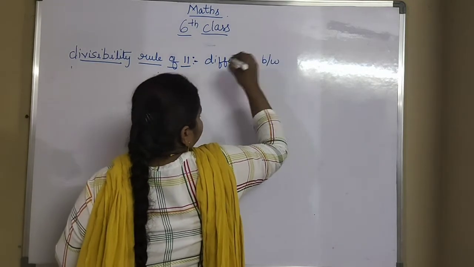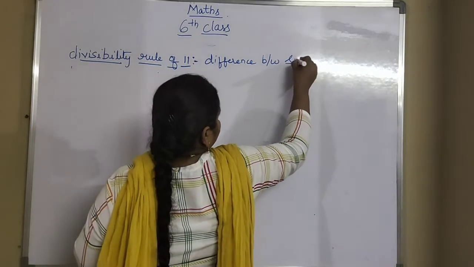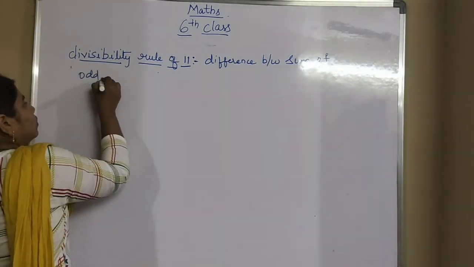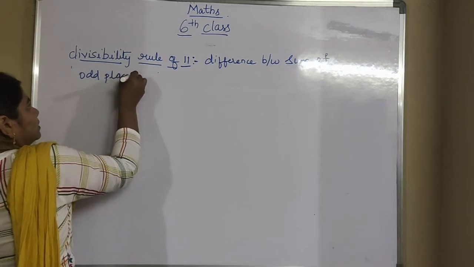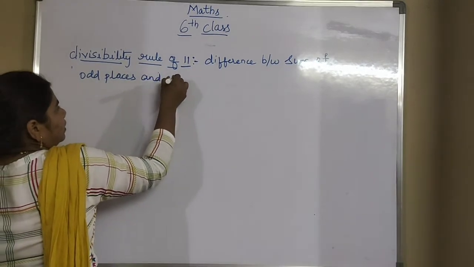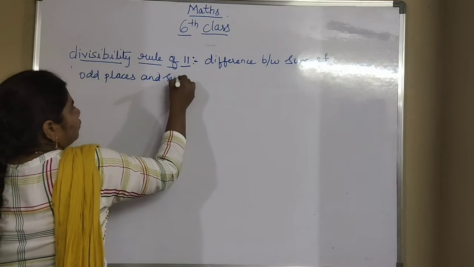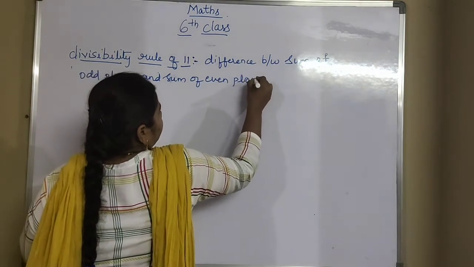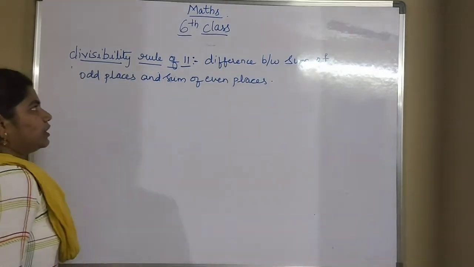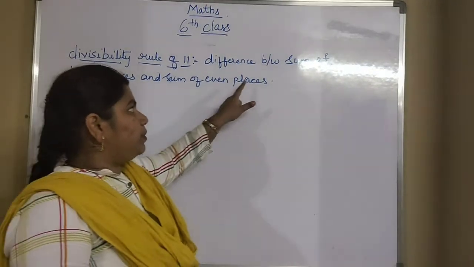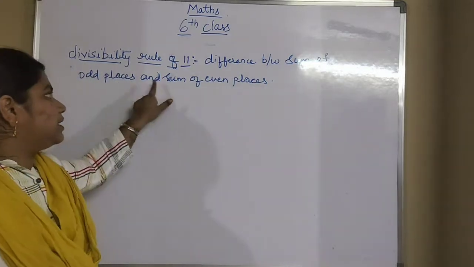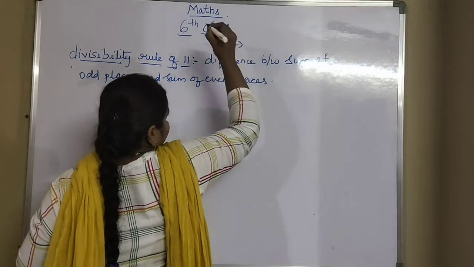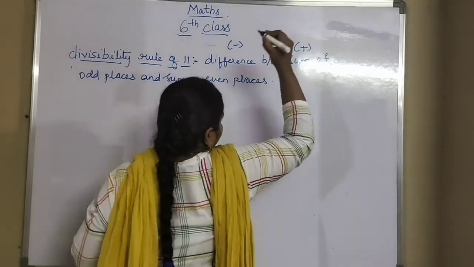Difference between sum of odd places and sum of even places. So what is the divisibility rule here? Difference between sum of odd places and sum of even places. Difference is nothing but subtraction. Sum is nothing but addition.